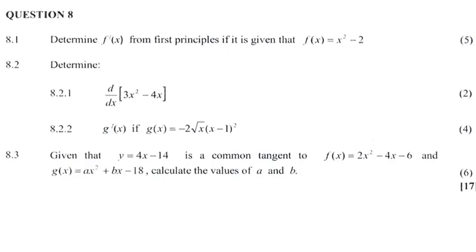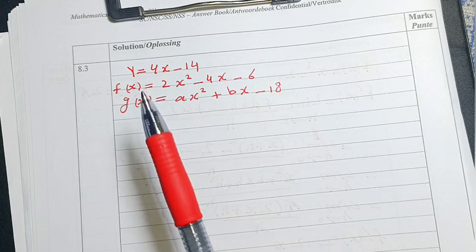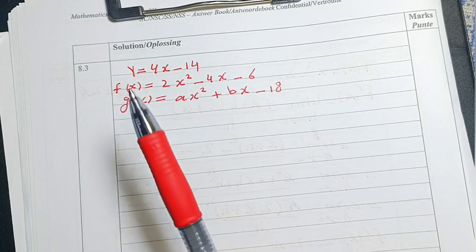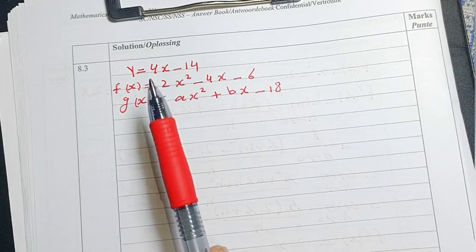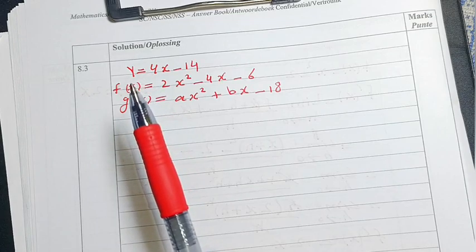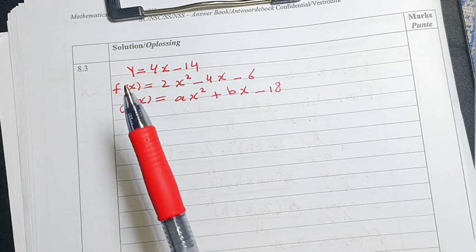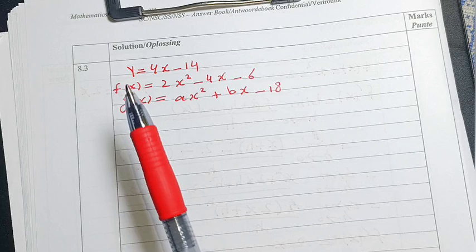8.3. Given that y is equal to 4x negative 14 is a common tangent to f of x is equal to 2x squared minus 4x minus 6, and g of x is equal to ax squared plus bx minus 18. Calculate the values of a and b. To calculate the values of a and b, given that y is equal to 4x negative 14 is a common tangent to f of x and g of x.